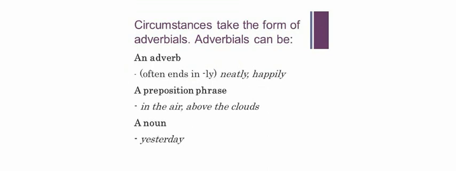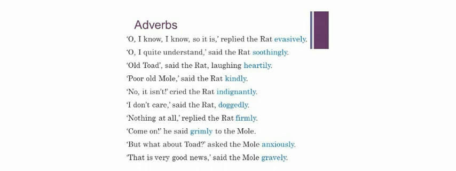So, an adverbial includes an adverb, like neatly or happily. It includes a preposition phrase. A preposition phrase starts with a little word that is like a location word, like in or above, followed by a noun group: in the air, above the clouds. And an adverbial can also be a noun, like yesterday. See all these adverbials? These are adverbs.